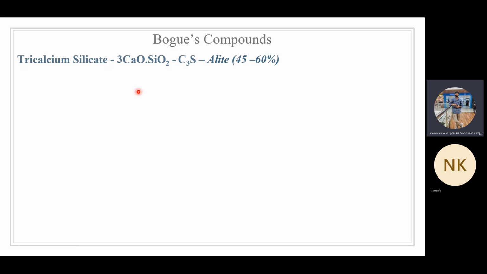The chemical formula of tricalcium silicate is 3CaO·SiO2. It can be called C3S, and we have one more name for it, which is alite. So C3S, alite, or tricalcium silicate. Usually in standard cements, that is ordinary Portland cement, the alite content, that is the C3S content, will be between 45 to 60%.